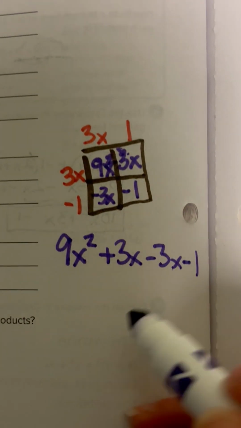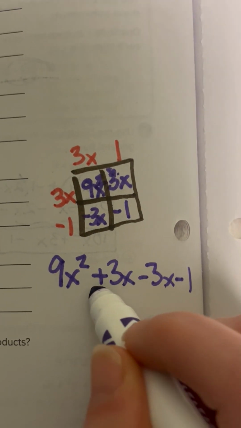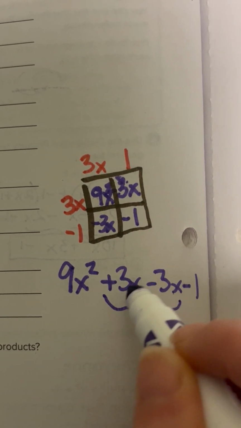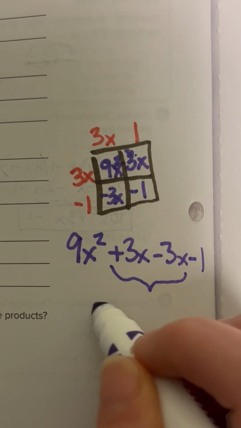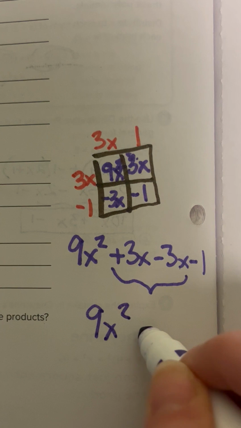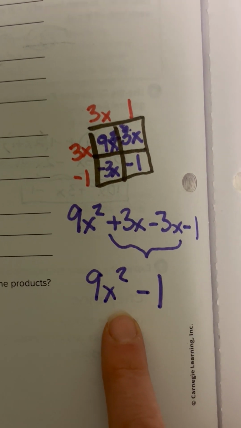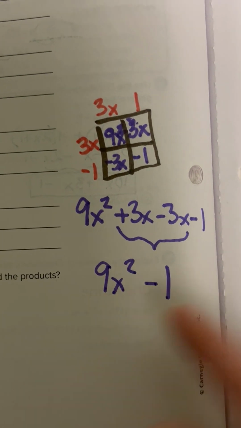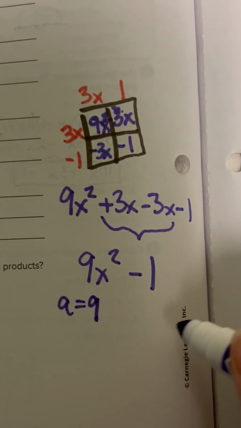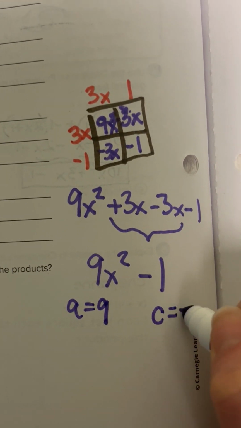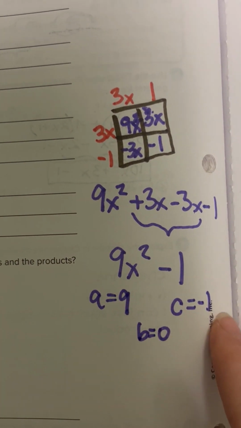If I combine these two together, I find out that they cancel. We always end up combining the two terms in the center, the x terms, and in this case, they cancel out completely. So we just get 9x squared minus 1. This doesn't look super quadratic. We have an a value of 9, a c value of negative 1, but our b value is 0 in standard form.